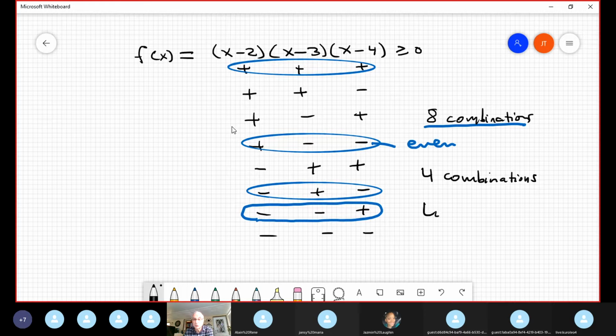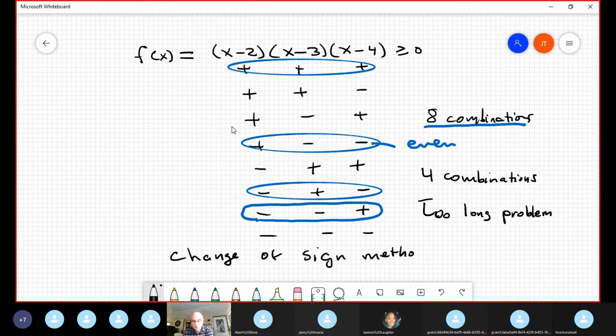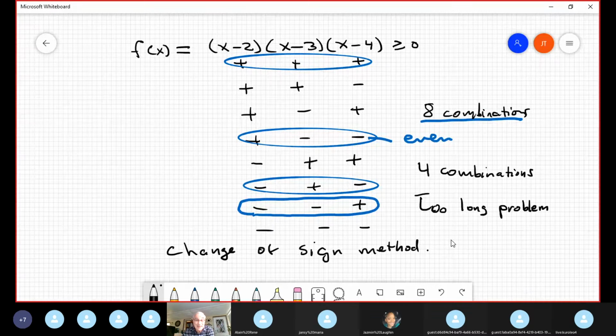And this is too long a problem, no? Much better using the change of sign. So in conclusion, when you have 3 factors, there are 8 combinations. Where does it come from? It's 2 to the 3 power, it's 8. Suppose we have 4 factors, 16. It's crazy doing it that way. No classical method. We are using the change of sign.